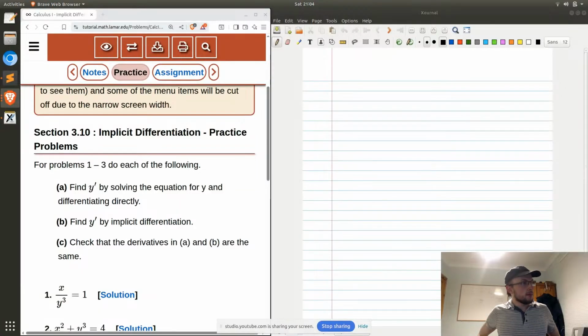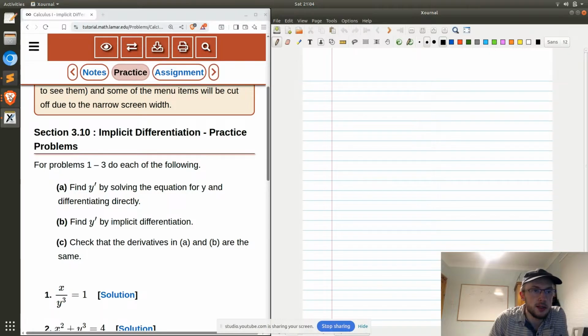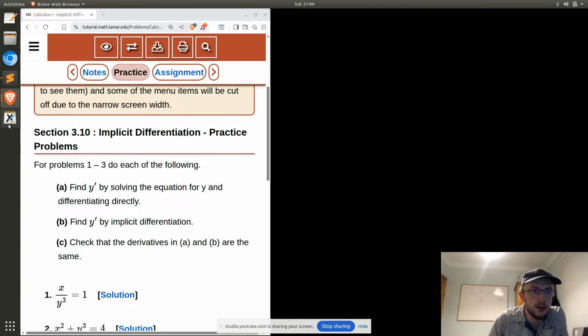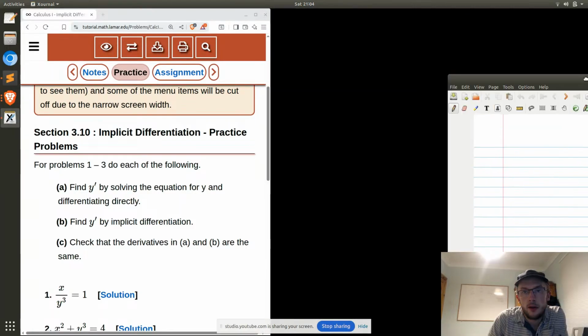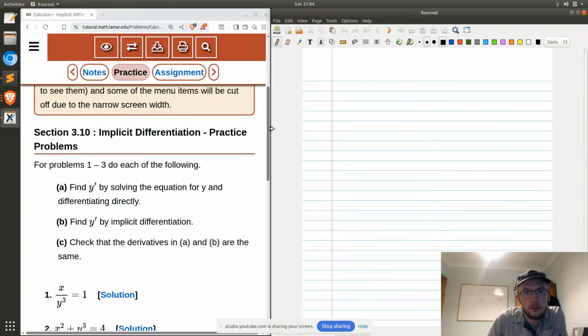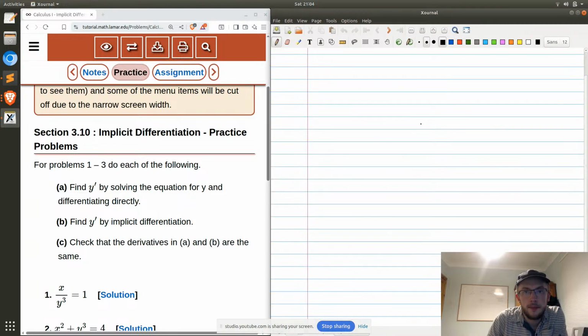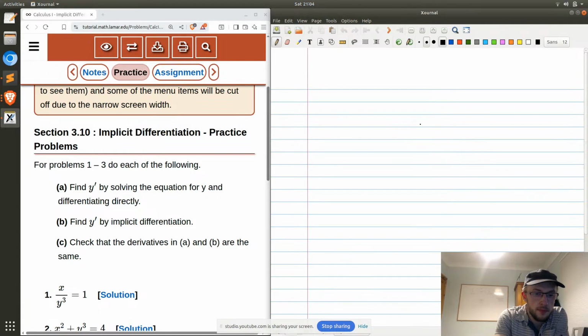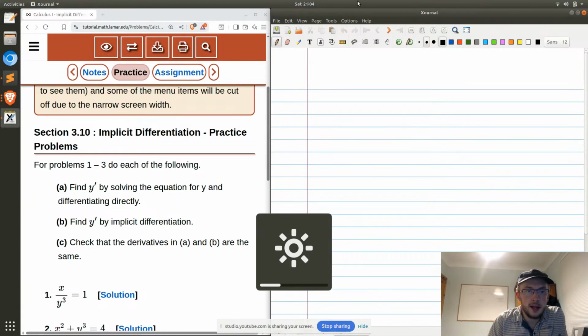Okay, so implicit differentiation. Let's see if I can do... Yeah, it went right. So just one second while I restart this. And here we go.